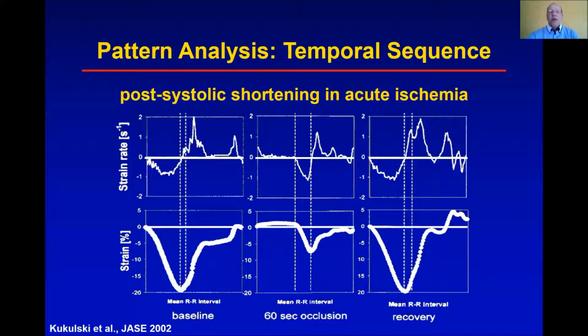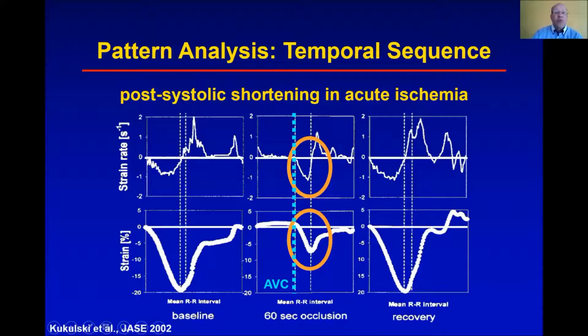And if you analyze that a bit more, then we have to draw the aortic valve closure to get a time reference. And if we look at the strain rate and the strain curve, then we see that we have a cessation of the systolic shortening, and we have a shortening occurring after aortic valve closure. So this is post-systolic shortening, a very typical sign of regional dysfunction.